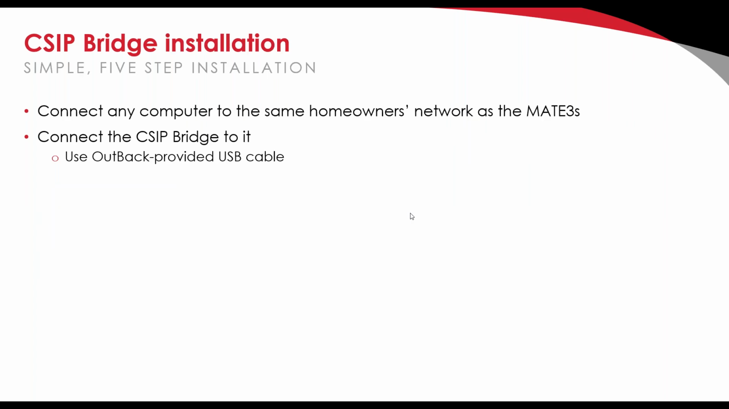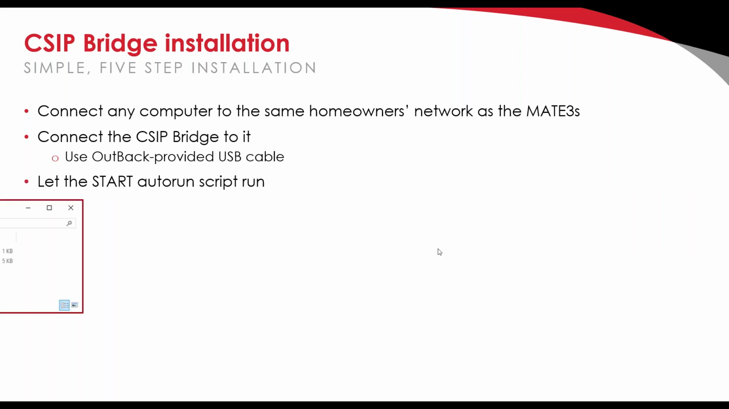Okay, let's train everybody up on how to be a CSIP Bridge installation expert. It's a simple 5-step installation. Step 1, connect any computer to the same homeowner's network as where the Mate 3S is currently connected, and then connect your CSIP Bridge to that computer. So you use the Outback provided USB cable to connect the CSIP Bridge to the computer. Let the start auto script run.